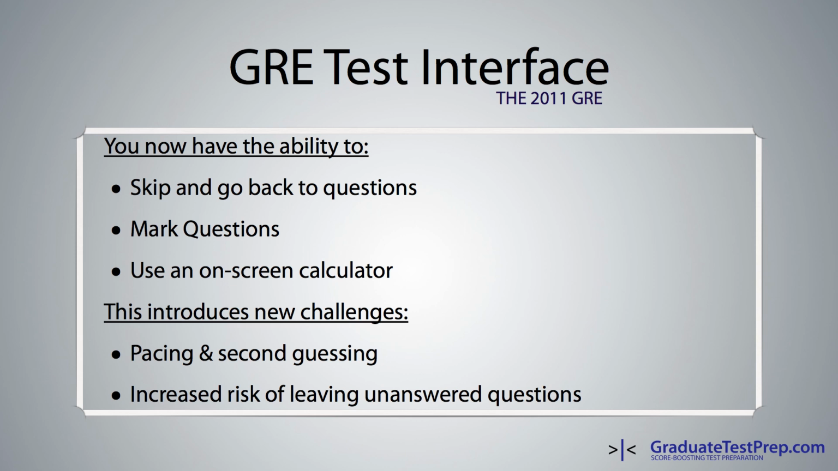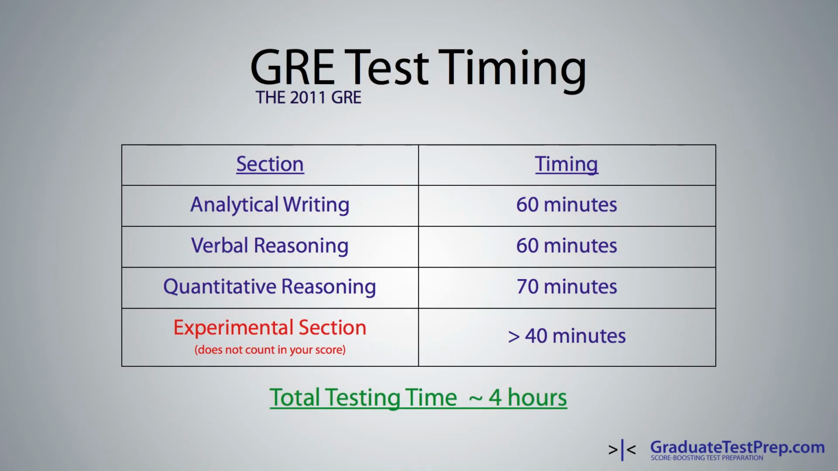The calculator can come in handy. However, it provides a false sense of security, as many problems can be solved much more quickly and efficiently without one. The third change is that the new GRE will now take 4 hours to complete, which is 1 hour longer than the older GRE.